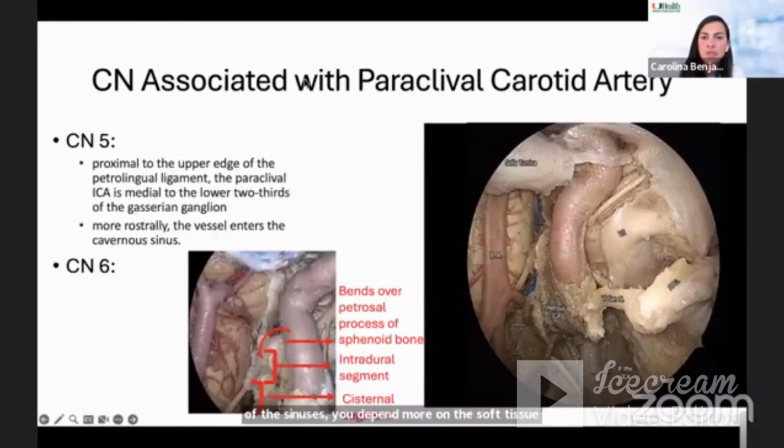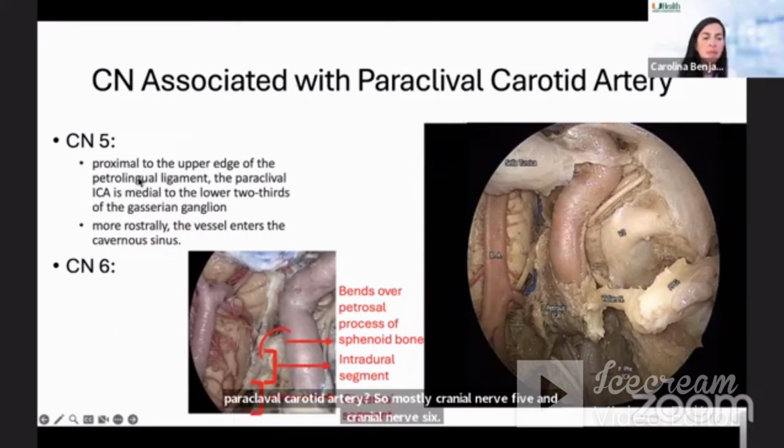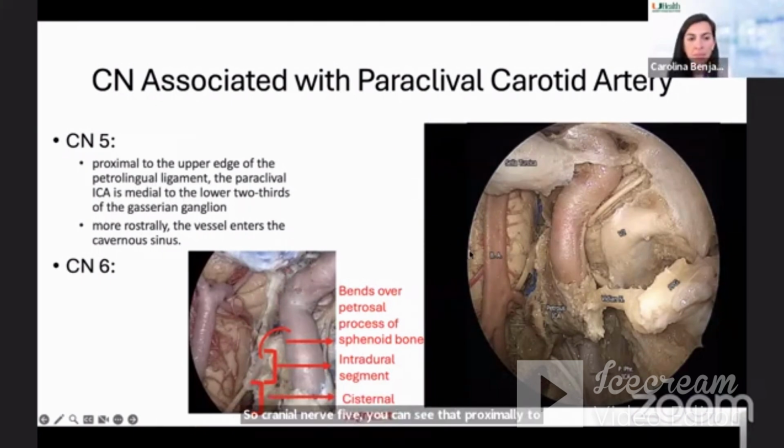What are the cranial nerves that are associated with the paraclival carotid artery? So mostly cranial nerve 5 and cranial nerve 6. So cranial nerve 5, you can see that proximal to the upper edge of the petrolingual ligament, the paraclival ICA is going to be medial to the lower 2/3 of the Gasserian ganglion, and then more rostrally, it's going to enter the cavernous sinus.